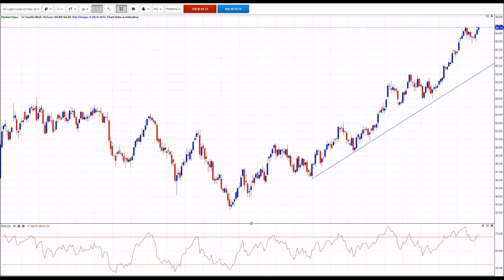It's been in a trend since June last year. The price of oil is up more than 50% since June, and that trend is still going strong.